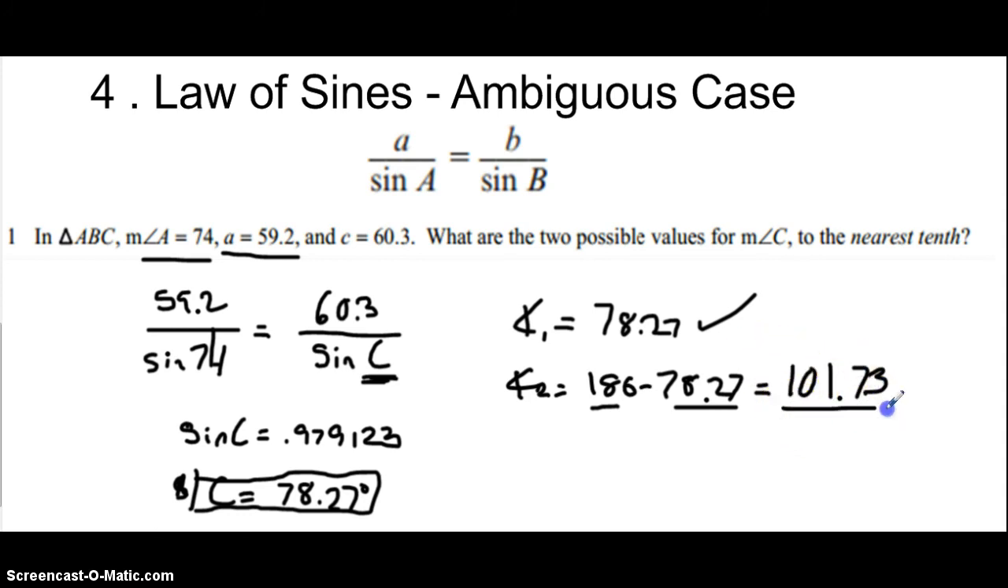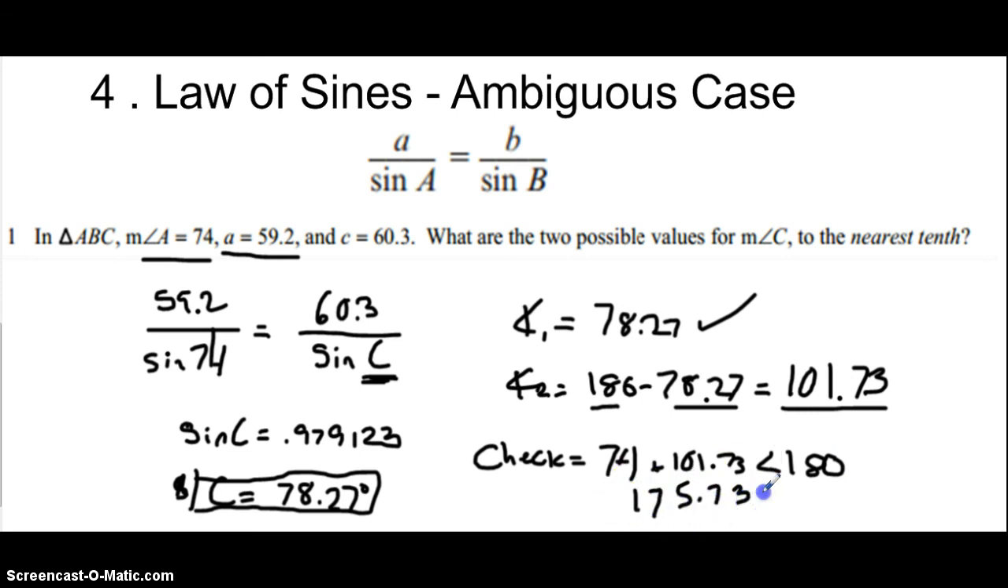That's your second angle. Now we have to check to see if this angle actually works. The way to do that is this. You go to your first angle, so this is your check, okay? And you have to say, is my original angle, measure of angle A, 74, plus this obtuse angle, 101.73, less than 180 degrees. Like, does it fit into a triangle? All right? So if I do the math here, you get 175.73 is less than 180. Since this is true, this is our second possibility, and these are our two triangles.